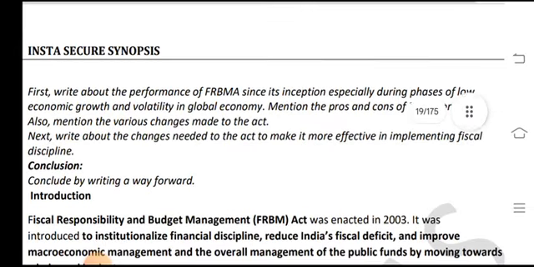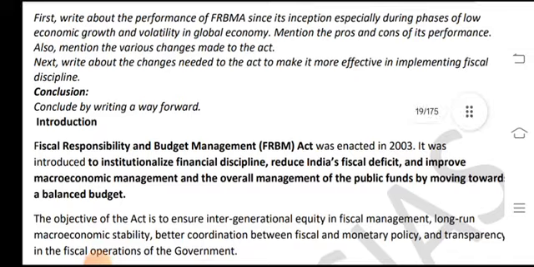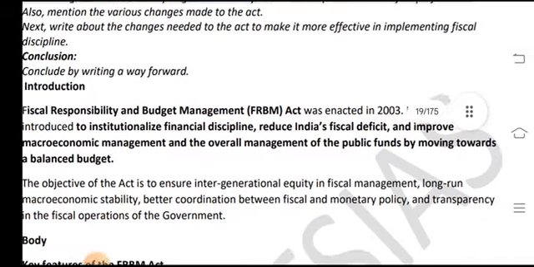First, write about the performance of the FRBM Act since its inception, especially during the phases of low and high economic growth and volatility in the global economy, and mention the pros and cons of its performance. Also mention the various changes made to the Act, and next write about the changes needed to make it effective in the implementation of fiscal discipline. Conclude in another way, and put forward an introduction.